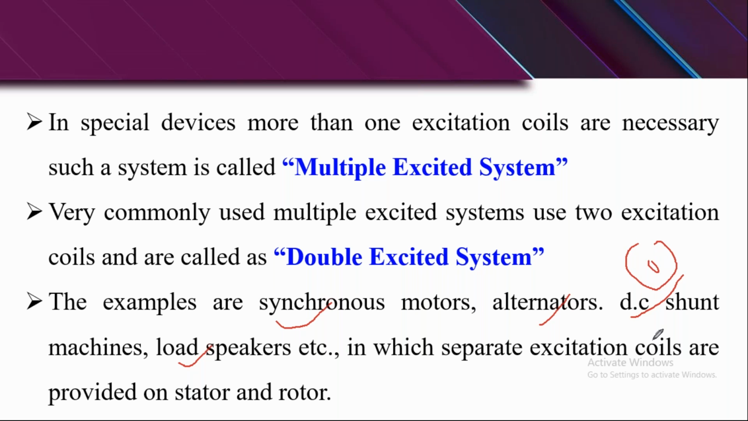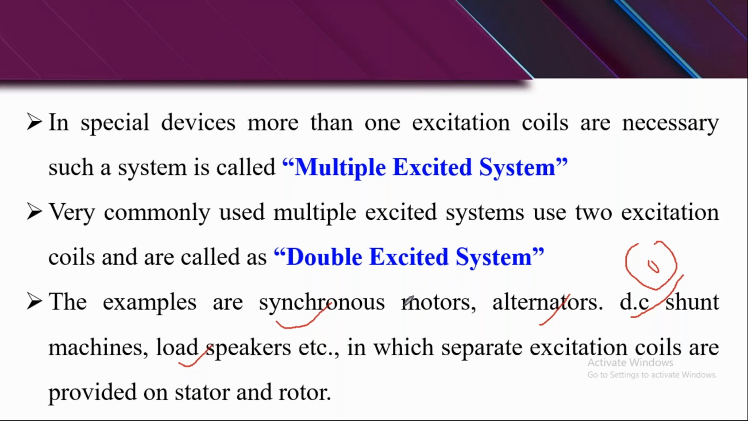Keep this in mind. In a DC shunt machine, it has two parts: stator and rotor. The stator consists of a field winding and the rotor consists of an armature winding. So both carry different magnetic fields. So it has two winding sides. That's why it is called a double excited system.